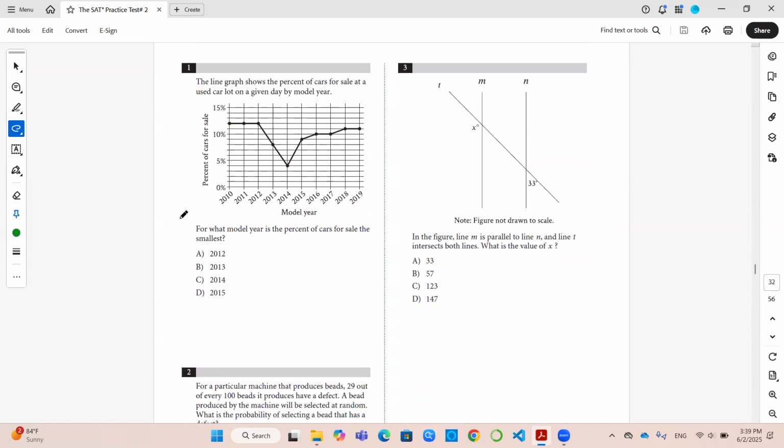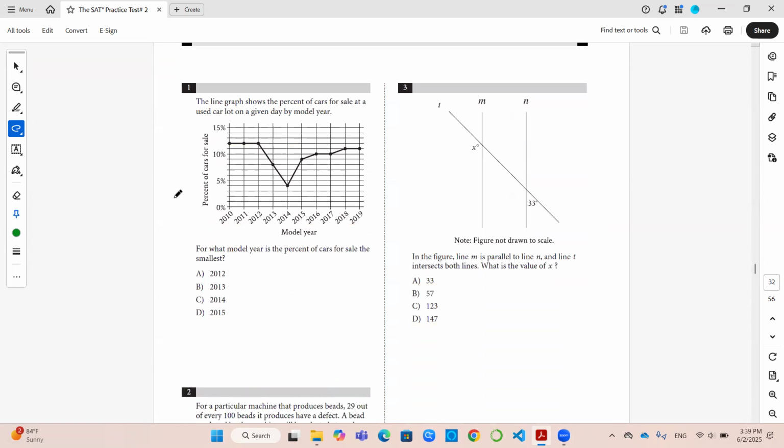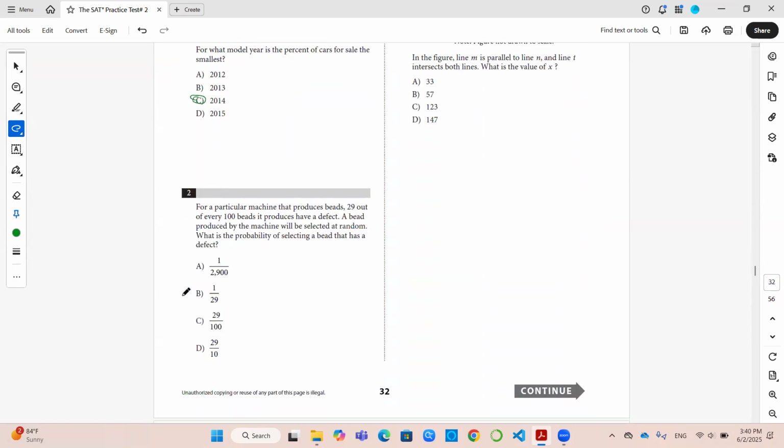The line graph shows the percent of cars for sale at a used car lot on a given day by model year. For what model year is the percent of cars for sale the smallest? Well, as you can see here, 2014 is the smallest, so C as in cat is the correct answer.